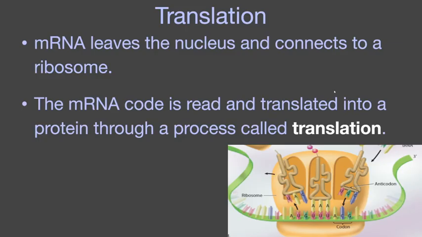Now, when we talk about translation, we're talking about taking mRNA and turning it into a protein. Where does this happen? mRNA leaves the nucleus because it's the only thing small enough to fit out of the nucleus. The whole reason we have mRNA is because DNA can't get out of the nuclear membrane. So that's the mRNA's job. It's small enough, so it leaves the nucleus and connects to a ribosome. There at the ribosome, the mRNA code is read and translated into a protein through a process called translation.